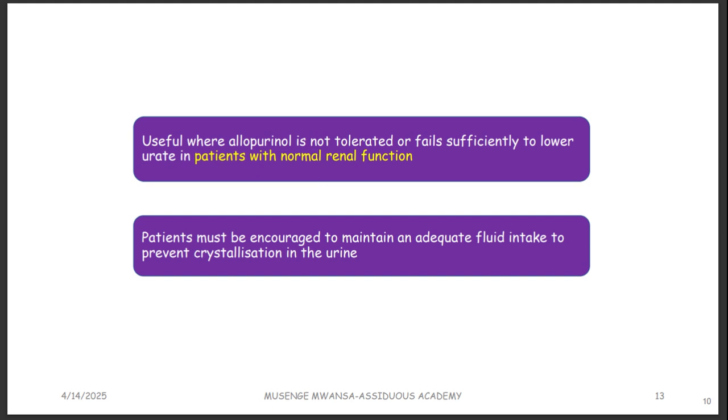Okay. So if someone has got normal renal function, you want to give them this drug so that they can just promote excretion. But if someone has got compromised renal function, you don't want to give them probenecid because the kidney is not working to promote excretion. Patients must be encouraged to maintain an adequate fluid intake to prevent crystallization in the urine. That's why we said you avoid diuretics, because if you are taking diuretics, you are losing a lot of water and then these crystals will end up forming. So that's why patients should take a lot of fluid.